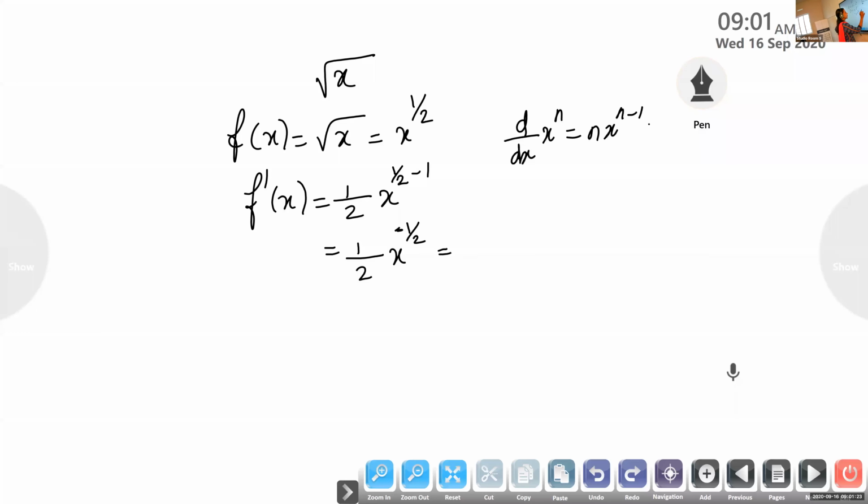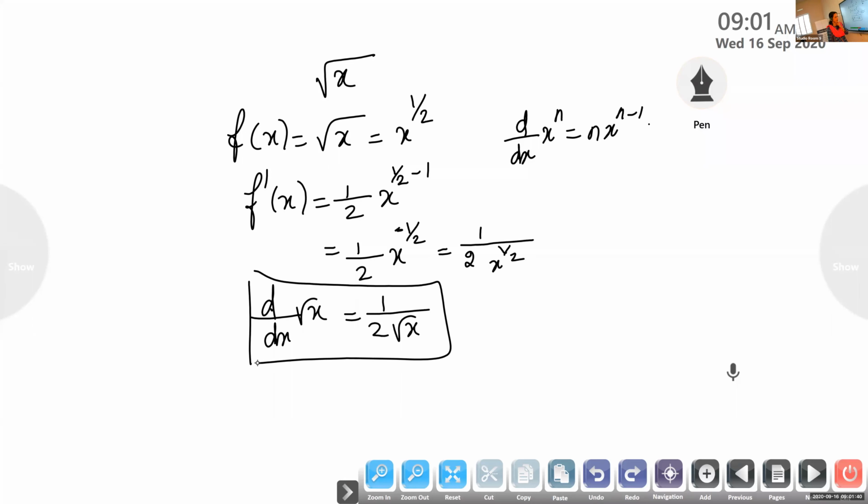Power is negative, that means we can take it to the denominator. Yes. So that is same as 1 by 2 root x. So derivative of root x is 1 by 2 root x. So this is another formula.